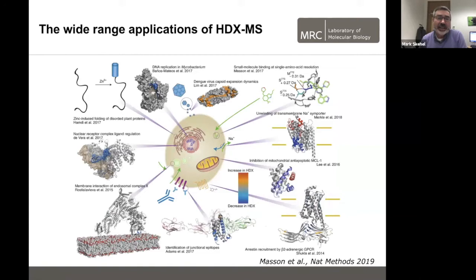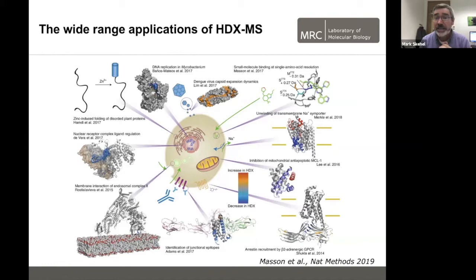So what kind of things can you look at with HDX? Well, this is taken from Glenn's Nature Methods paper from a couple of years ago. We can look at protein-protein interactions. We can look at conformational changes. Let's say looking at an antibody binding hemagglutinin, you can look at conformational changes in the antibody, allosteric effects. We can look at conformational changes that take place when a protein binds to a membrane. So there are a number of things we can look at. It's a very versatile technique and has a wide number of applications.